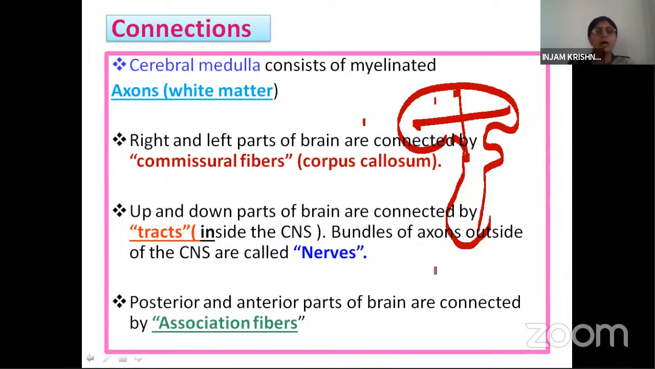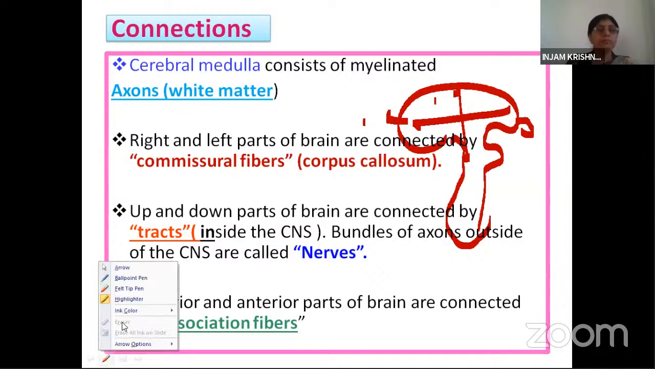Next, the posterior and anterior parts of the brain are connected by association fibers. If the axon bundles connect the posterior part and the anterior part, like this. It is a 2D film. If it is a 3D image, we can show it. This is the anterior part and this is the posterior part. So those bundles are called association fibers.